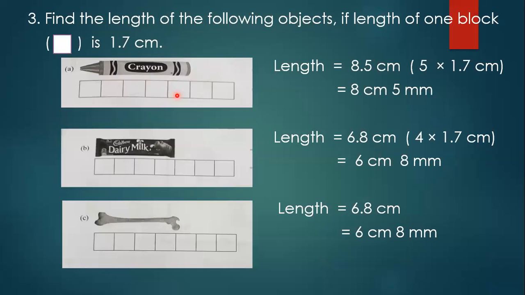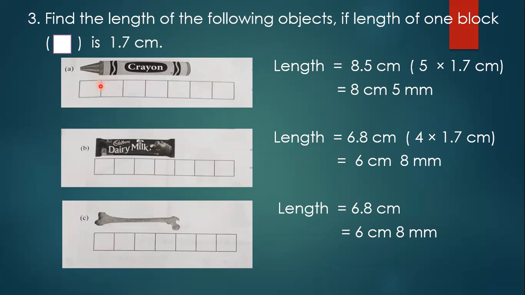Okay, children, we will see the next question. See the third question. Find the length of the following object if the length of one block is 1.7 centimeter. Here the objects are shown with the help of blocks. See, these blocks are here: 2, 3, 4, 5, 6, 7, like that. The objects are shown along with the blocks.